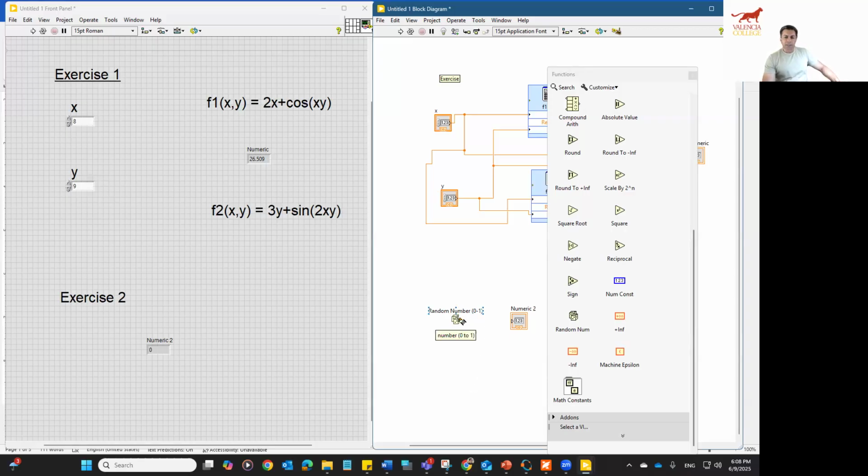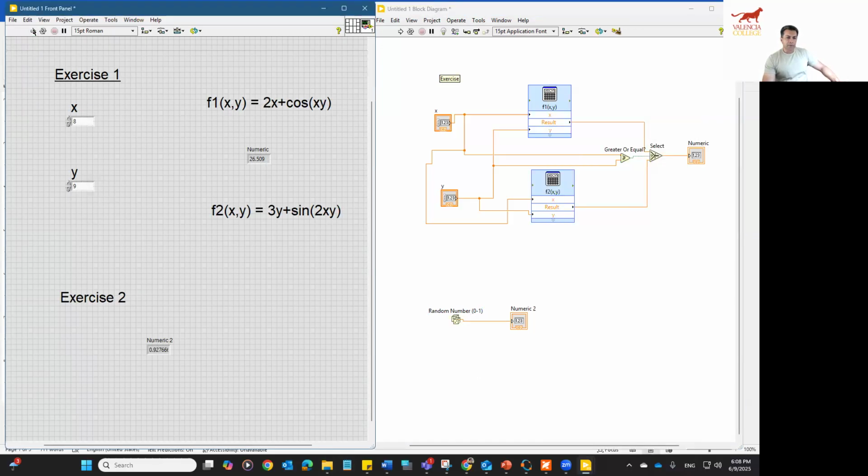So if I connect this to my numeric indicator, and anytime I execute my program, as you can see, it will select a number randomly between 0 and 1. So this is a random number generation between 0 and 1 using uniform distribution. I'm pretty sure it's uniform distribution.